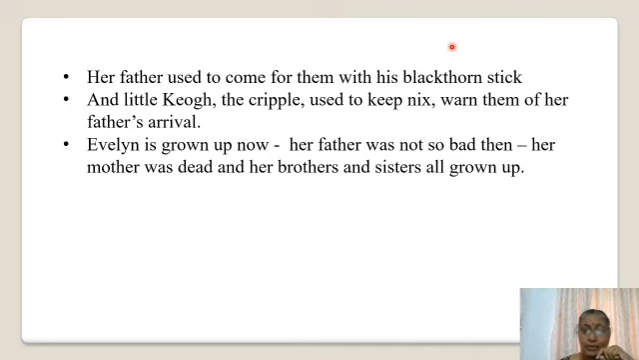Her mother was dead. That again must have intensified the drinking that the father had. And her brothers and sisters are all grown up. They are no longer children. They are all grown up, and they have one thing or the other to do. So, all in all, Evelyn is also grown up now. Her father is now worse, mother is dead, her brothers and sisters are all grown up.